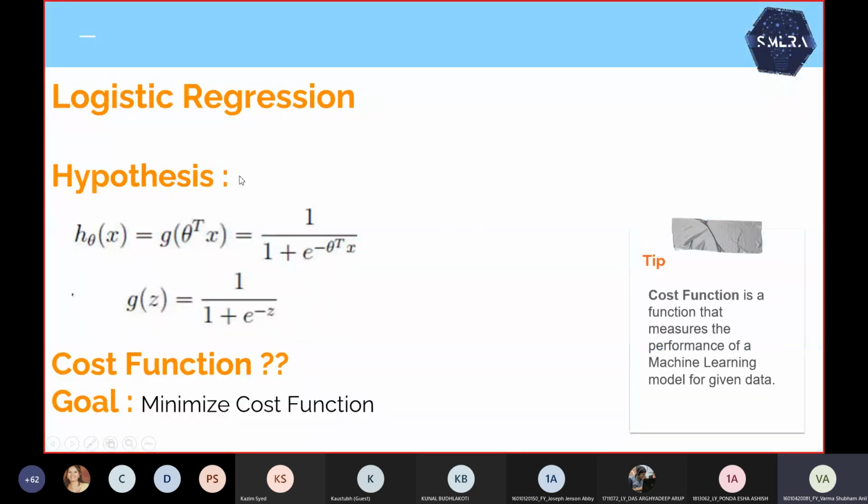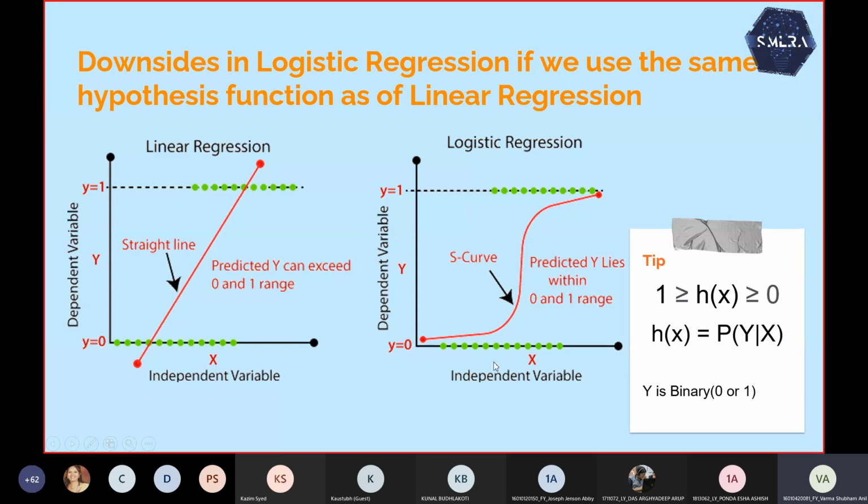If I ask what hypothesis we should use in logistic regression: in linear regression we use y equal to mx plus c, and in logistic regression we use the sigmoidal function, as I just said. If we use logistic regression, then we can plot into two different classes like 0 and 1. Hope you all understand till this point. If there is any doubt, you can ask.